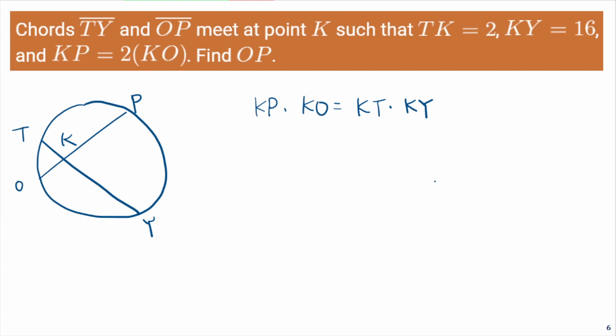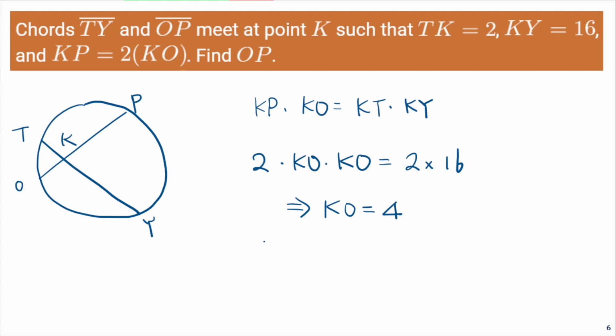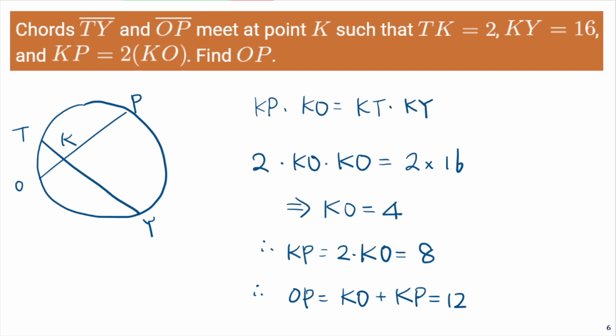Substituting the given information in this equation yields 2 times KO times KO equals 2 times 16, from which we find KO equals 4, right? Therefore, we have KP equals 2 times KO, which equals 8. And so OP equals KO plus KP equals 12, right? Any questions?